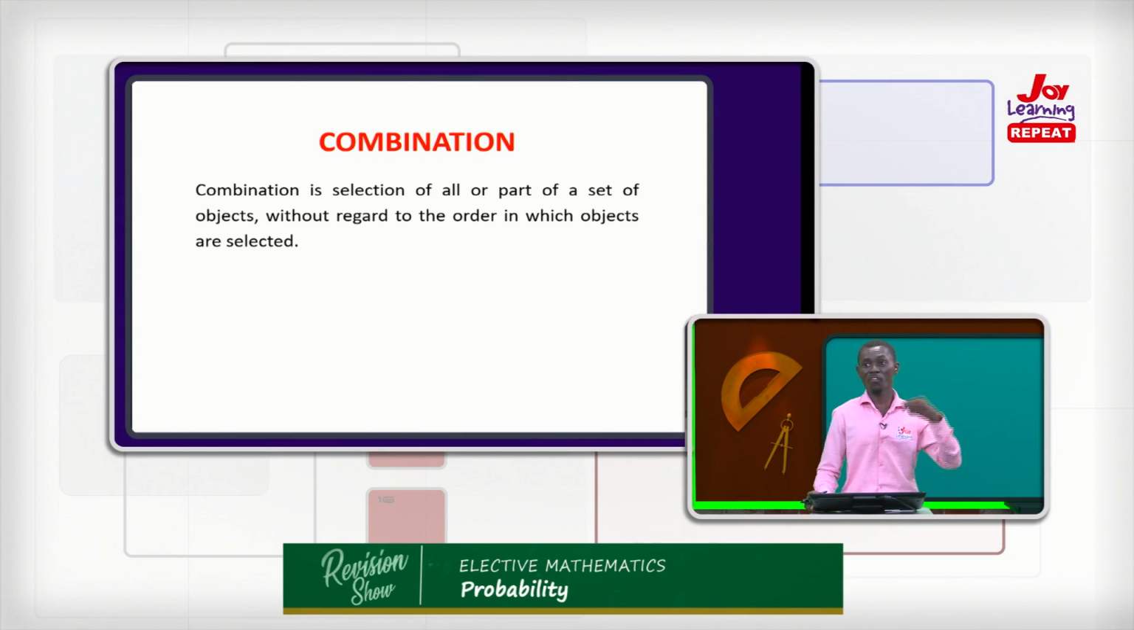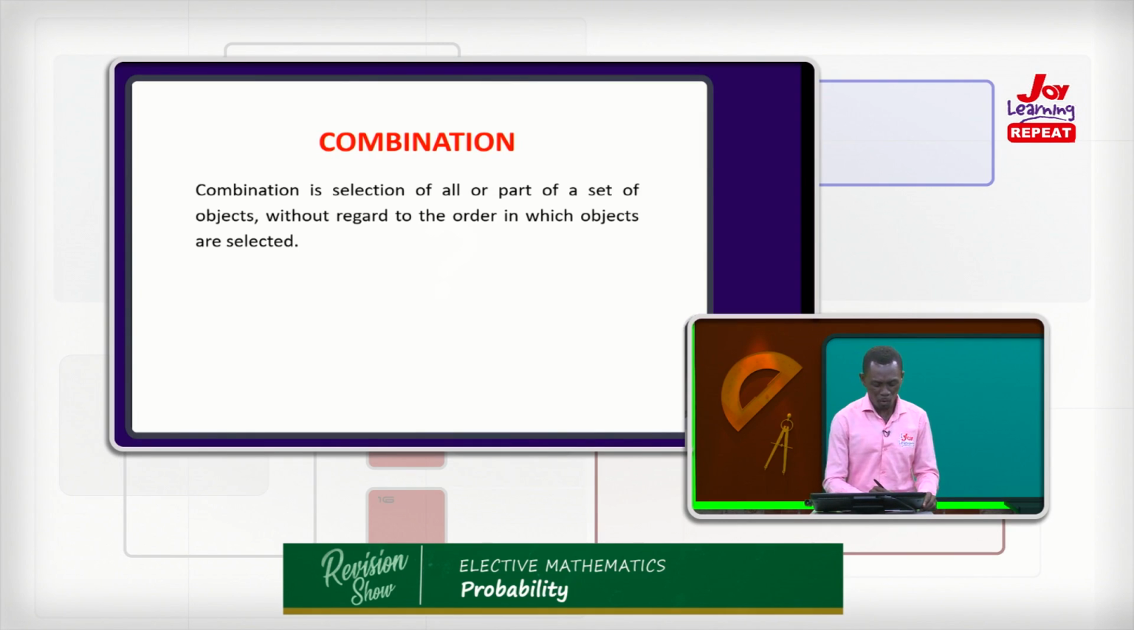So if you have a four-digit password, 1234, it is not the same thing as 2134 or 4321. They are entirely different. So it is very important in mathematics that we consider order. Order is important to us in mathematics. But for purposes of probability, we'll be using combinations where order is not important. The way you put the values is immaterial.